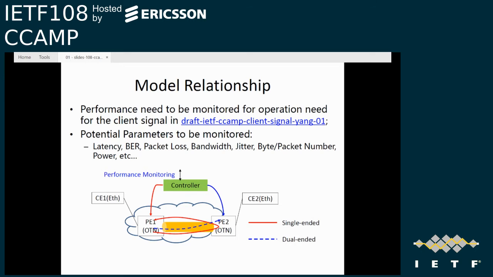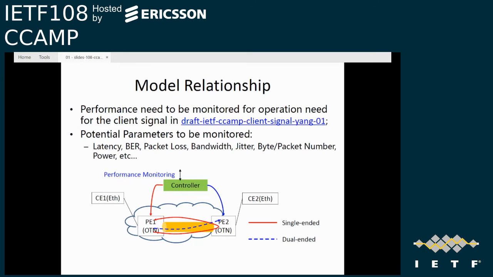And for the blue dashed line, it means we monitor the performance from P1 to P2. Then we set monitoring on both P1 and P2, and this allows P2 to understand the one-way performance. We call this dual-ended performance monitoring because both physical ends are involved. Regarding the parameters to be monitored, we have a list here, including latency, BER, packet loss, bandwidth, jitter, and so on, quite general. We just try to construct a comprehensive model that can express the real-time or historical value of the client signal already configured.